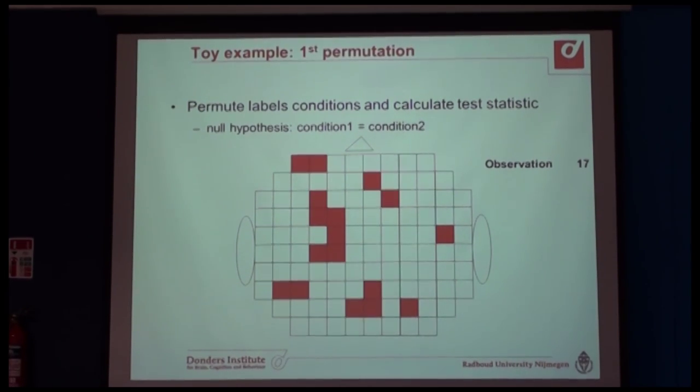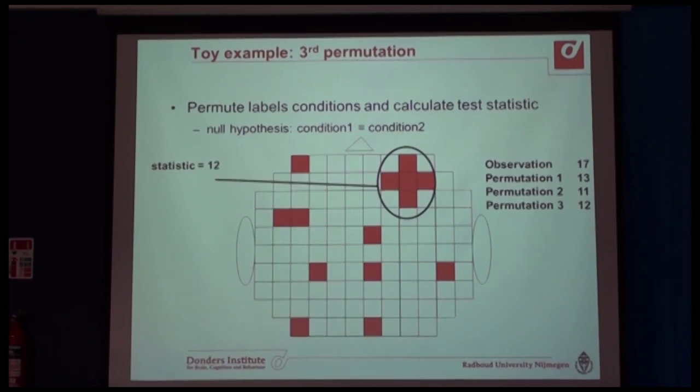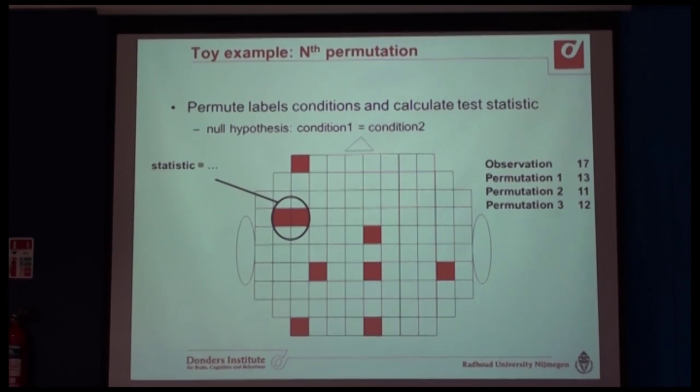Then I shuffle. I again take the largest cluster, I put it in the table. And that is something that I do multiple times. So that's basically the idea that we form the distribution of the maximum statistic.